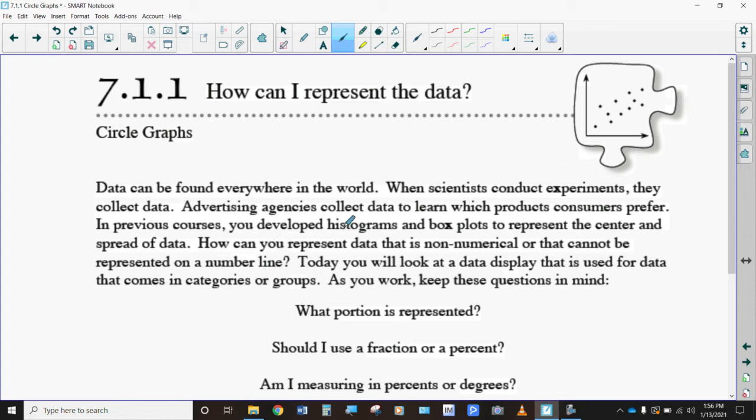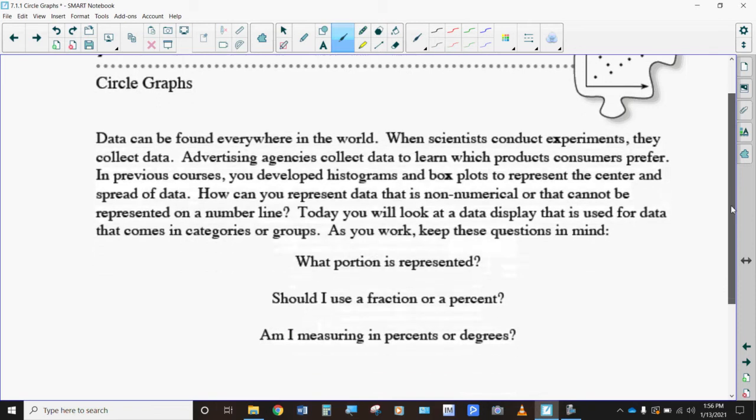How can you represent data that is non-numerical and that cannot be represented on a number line? Today, you will look at a data display that is used for data that comes in categories or groups. As you work, keep these questions in mind. What portion is represented? Should I use a fraction or a percent? And am I measuring in percent or degrees?